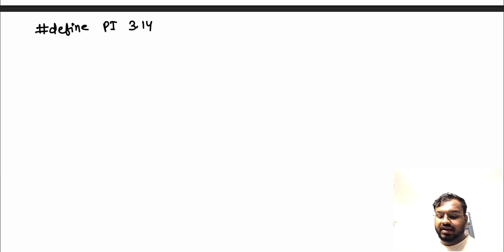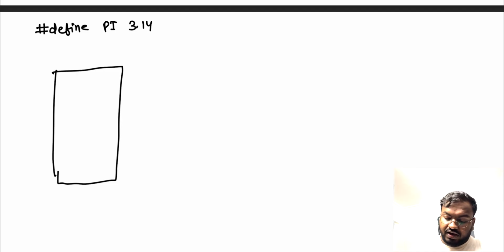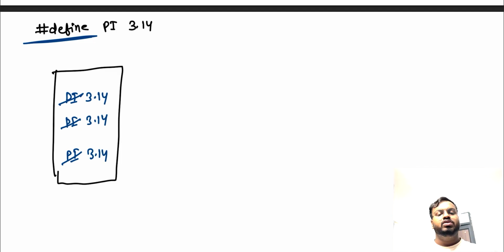Next one is hash define. Hash define pi 3.14. What does this mean? This means you are defining pi as 3.14. So in your program, wherever pi is written, this preprocessor will replace this pi with 3.14. Wherever you have written pi, that will be replaced by 3.14. I hope this is clear.